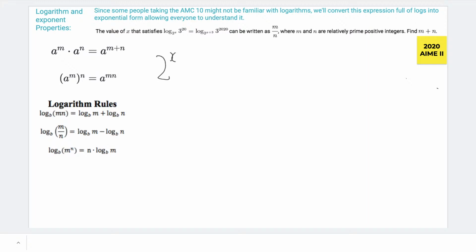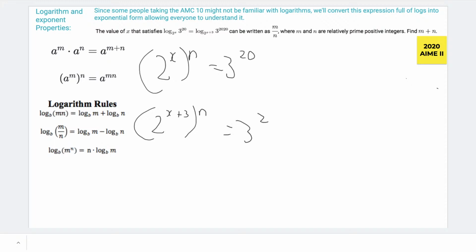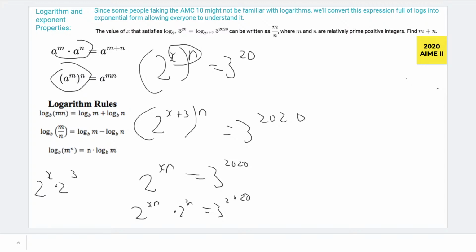So 2 to the power of xn equals 3 to the power of 20, and 2 to the power of 3n equals 3 to the power of 2020. Now we have converted this into exponential form, so everyone will be able to solve it. The exponents just multiply out because of the logarithm rules and the exponential rules.